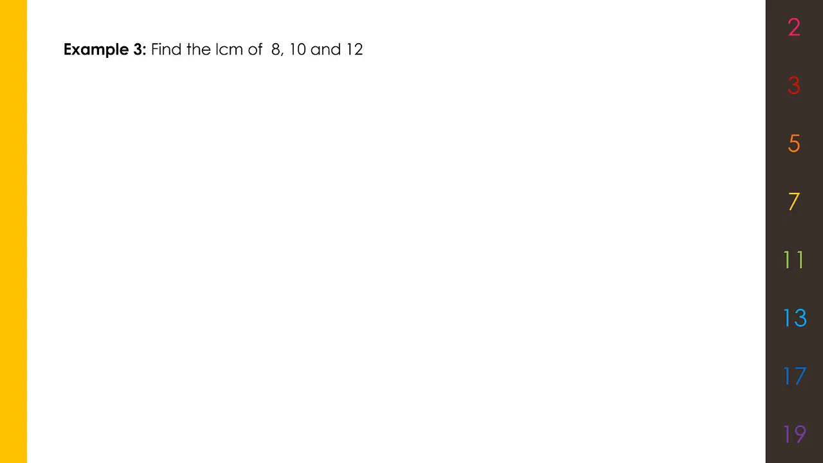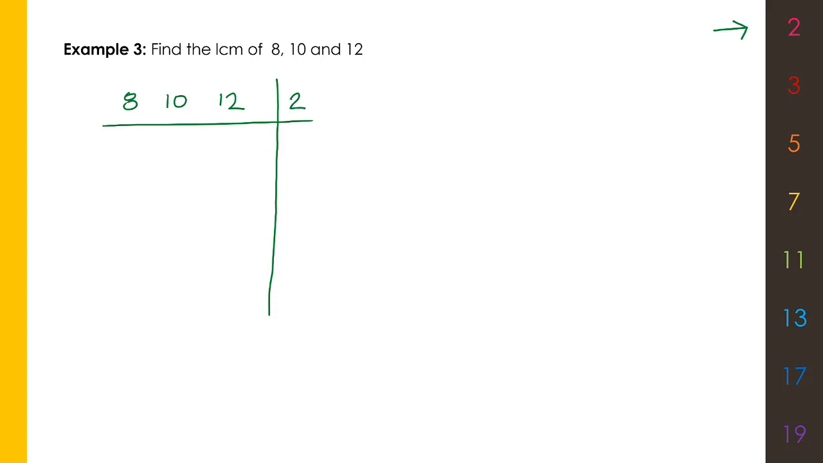In this third example, we are going to find the least common multiple between three numbers now. We have 8, 10, and 12. The process that we are going to follow is exactly the same as the one we used when we were finding it for only two numbers. The first thing, we are going to write the three numbers in a table, just like we did before. And we start dividing by primes, starting with the smallest one, which is number 2.